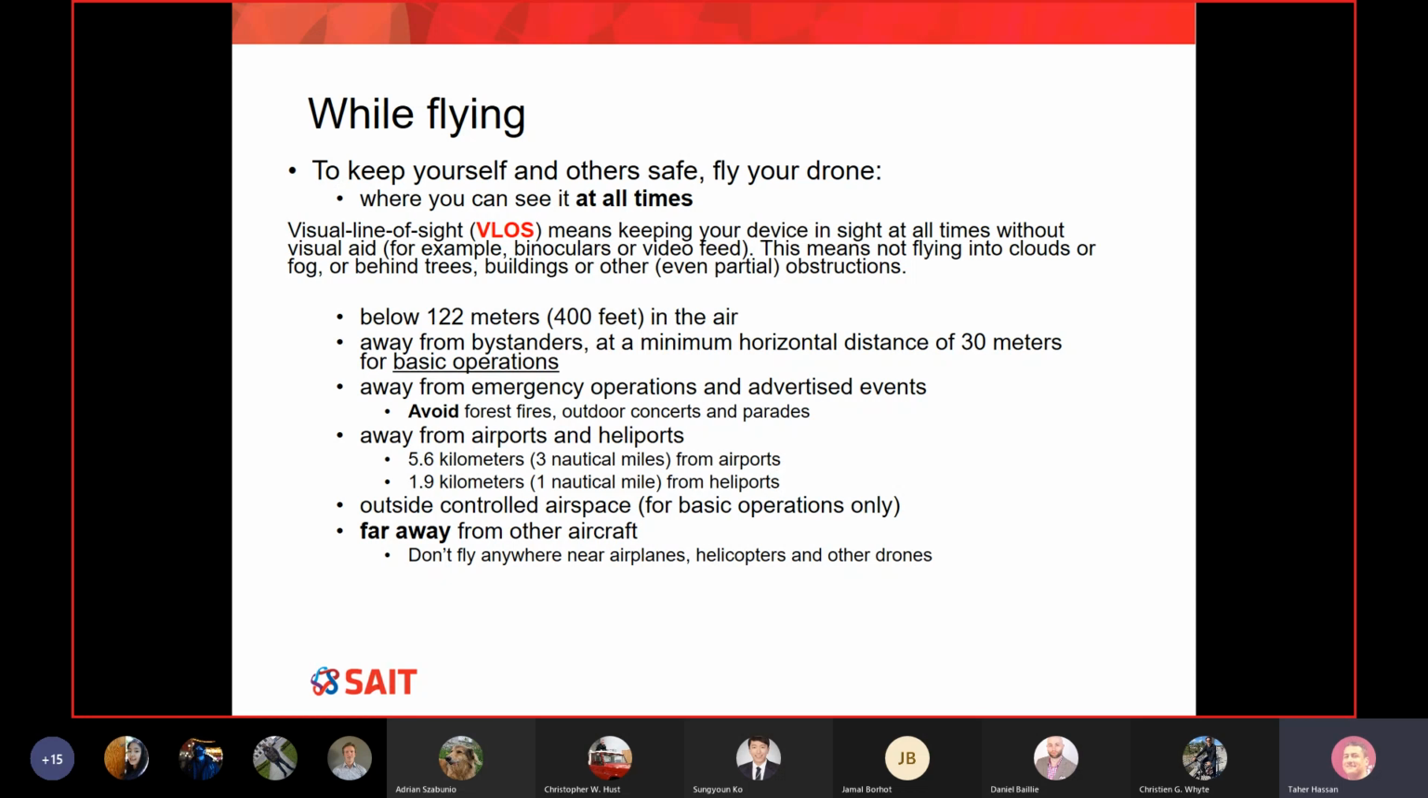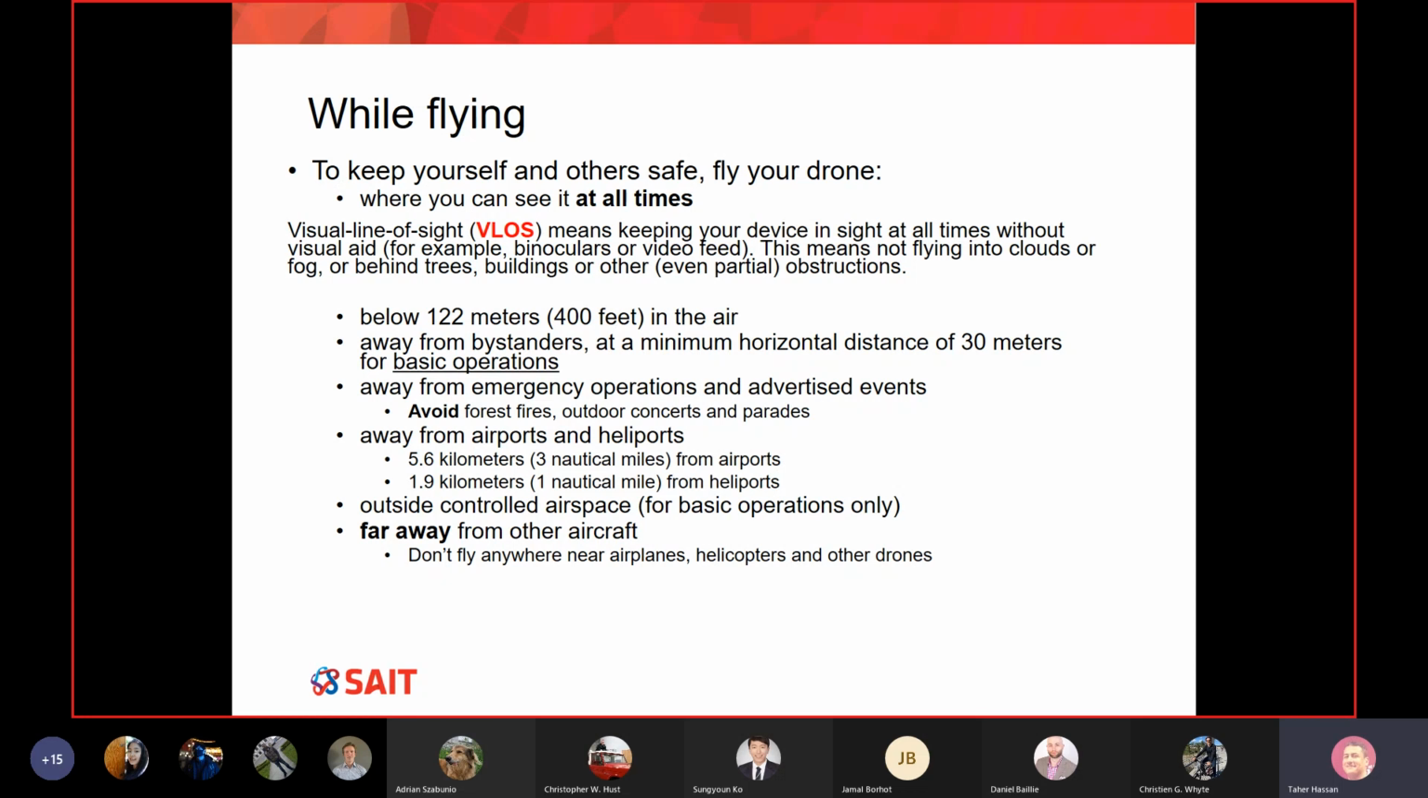Okay, now, number two is you need to be below 122 meters, a maximum of 400 feet in the air, okay? Even in the software, in the app, you can put a limit on this height. You can tell the app, never go beyond 400 feet or 122 meters.